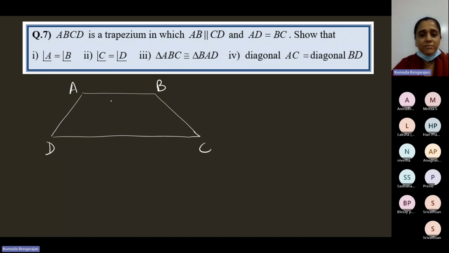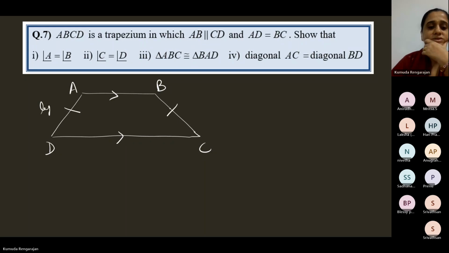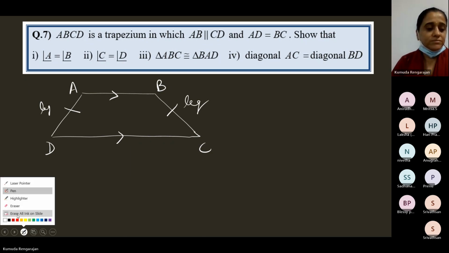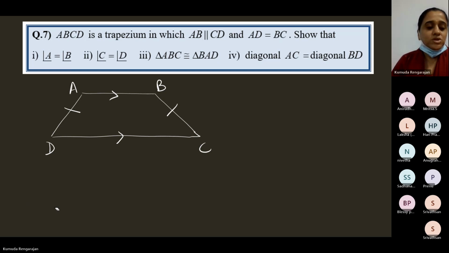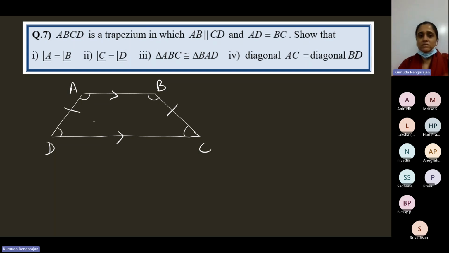AB parallel to CD and AD equal to BC. So it's an isosceles trapezium. The non-parallel sides are equal. The non-parallel sides are called the legs. They're equal, so it's an isosceles trapezium. Show that angle A equals angle B. Show that angle C equals angle D. So in an isosceles trapezium, these angles are equal.